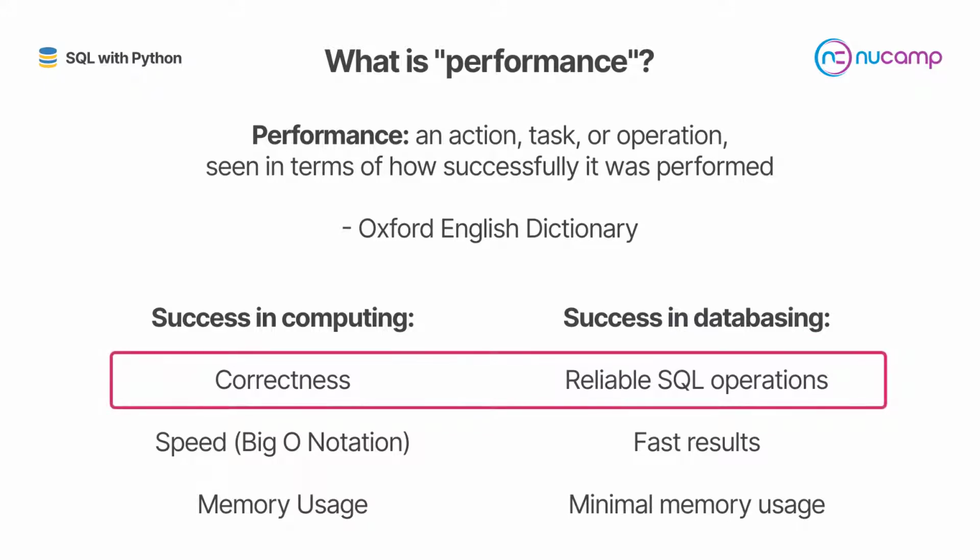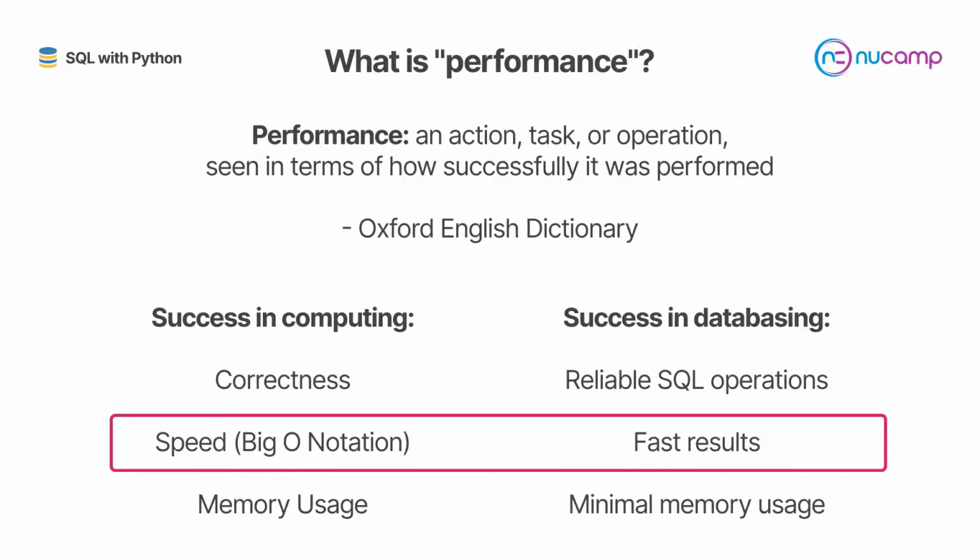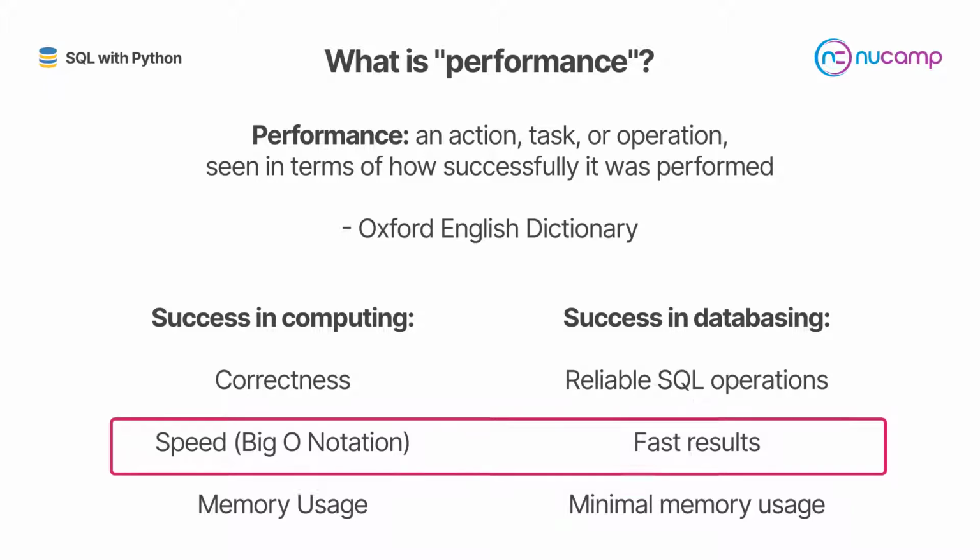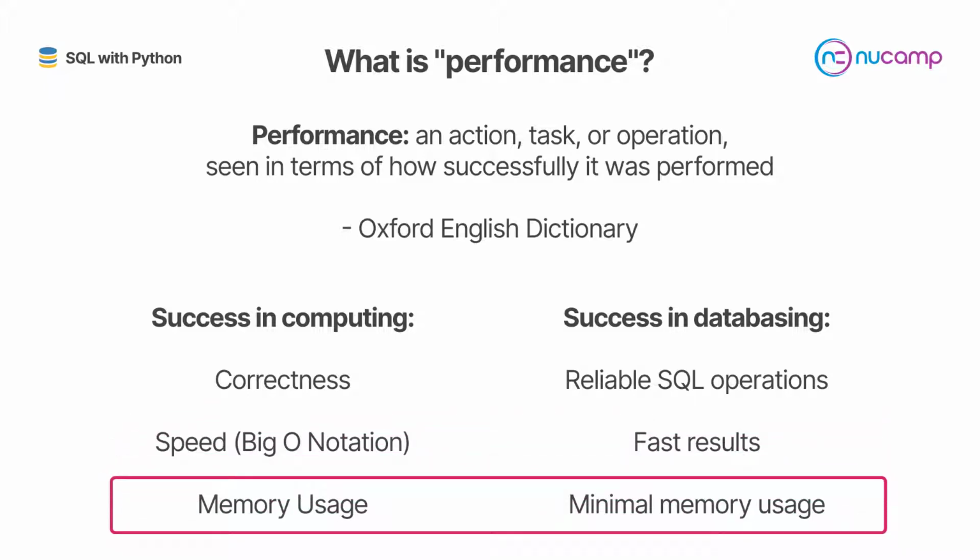For correctness, we need to ensure that our SQL operations are reliably doing what they need to do. For speed, we want SQL queries and mutations to return results as quickly as possible. For memory usage, we want to minimize the space used for the data stored at rest as well as the working memory used to process our queries.